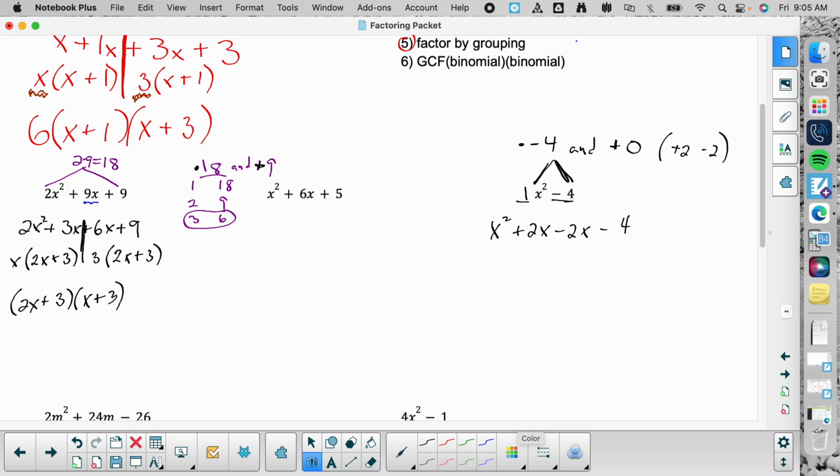Perfect. Where do I go from here? Okay, split it down the middle. Yep. What do I put on the right hand side for in common? We do a negative because that first one's negative.